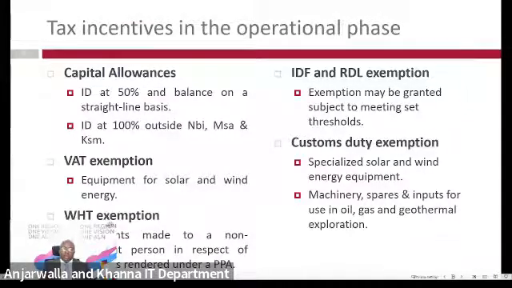There are a number of exemptions from value-added tax, from customs duty, IDF, and RDL, which will be available for most large-scale infrastructure projects. Now, these exemptions are set out under the law, but they're not automatic. So there is usually a process of seeking these exemptions from the National Treasury and the Kenya Revenue Authority, to ensure that when it gets to importation of the goods and equipment through customs, it's possible to have these goods cleared without payment of duty.